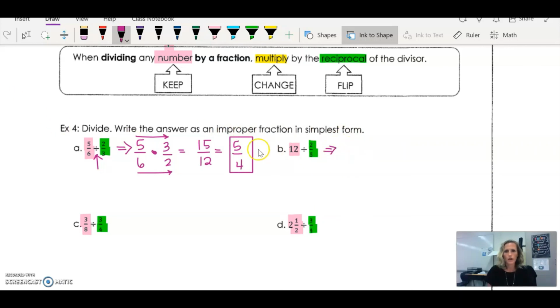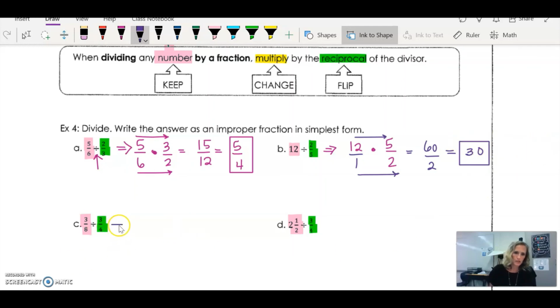Next, we're going to keep the 12. We're going to change the division to multiplication, and we're going to write the reciprocal of 2/5, which is 5/2. Now, there's an understood denominator of 1 here, so we're multiplying 12 times 5, which is 60, and 1 times 2, which is 2, and then we can simplify that to 30.